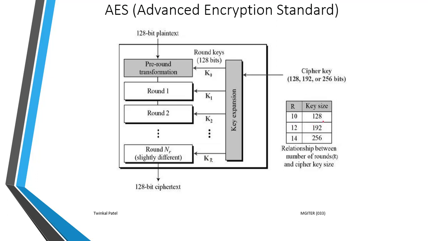So if the key size is 128 bit, then the number of rounds in the AES will be 10, and if the key size is 192, the number of rounds is 12, and if the number of rounds is 14, then the key size is 256. So this is the relationship between the number of rounds and the cipher key size in bits. So, according to the key size, the AES is also known as AES 128, AES 192, and AES 256.